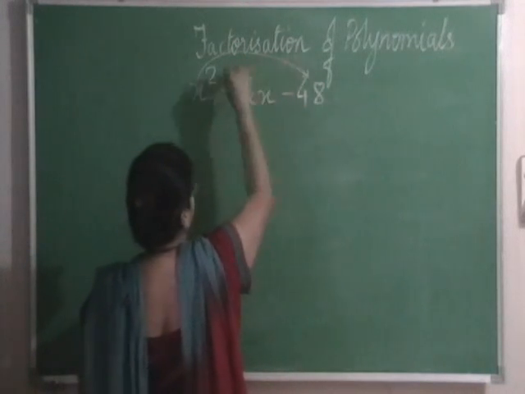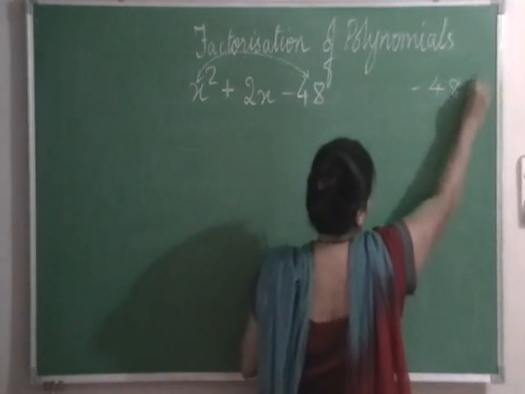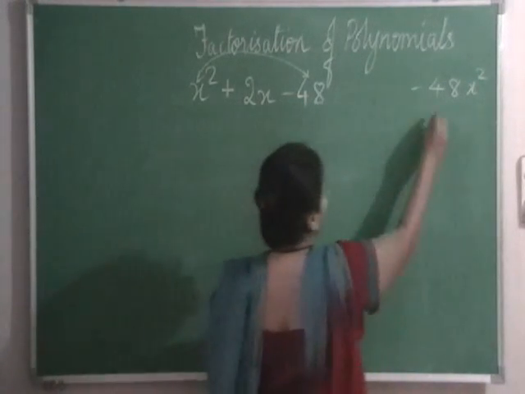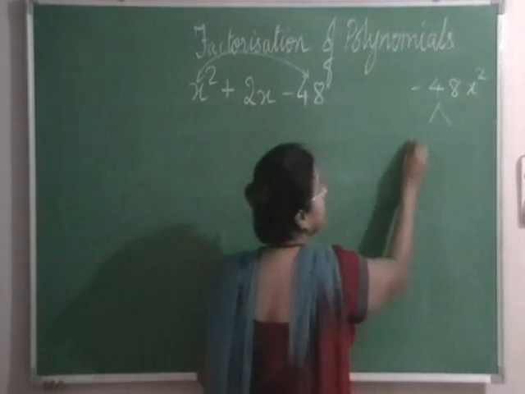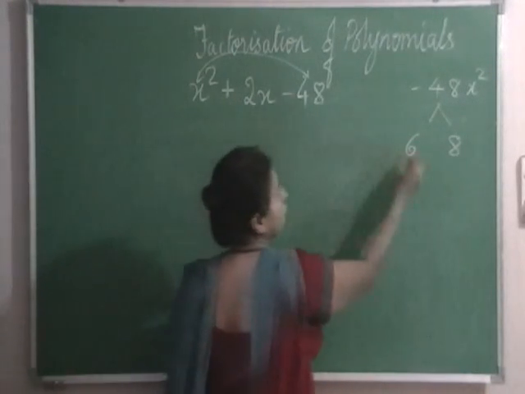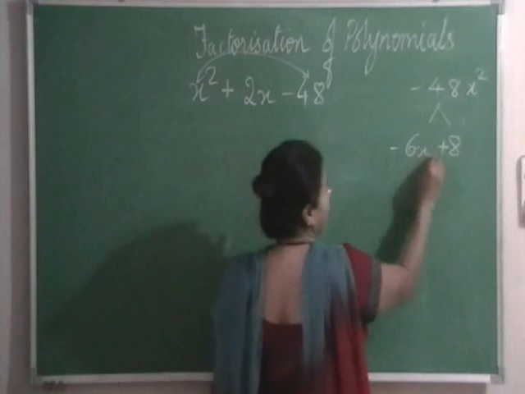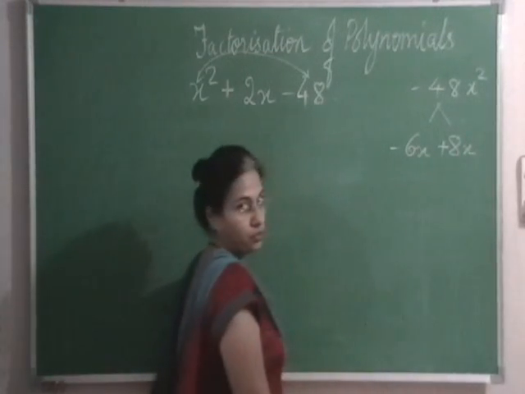Multiply the first and the last term, you get minus 48 x square. Tell me the factors of 48. 6 8s are 48. The middle sign goes to the bigger number and the opposite sign goes to the smaller number. Now check whether our factors are correct or not.